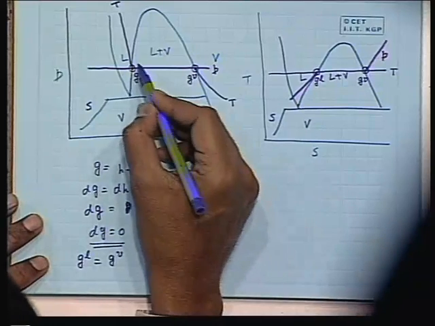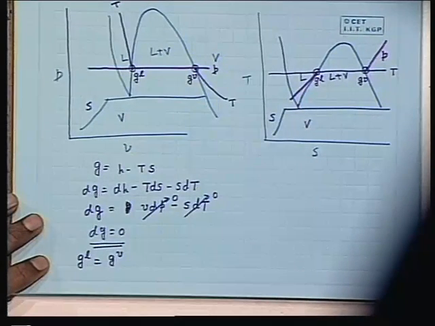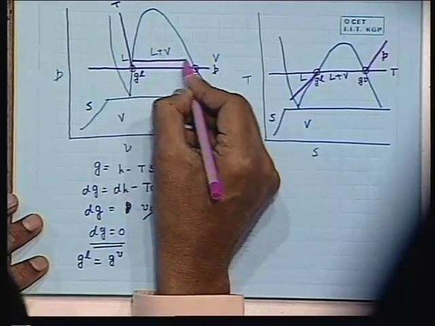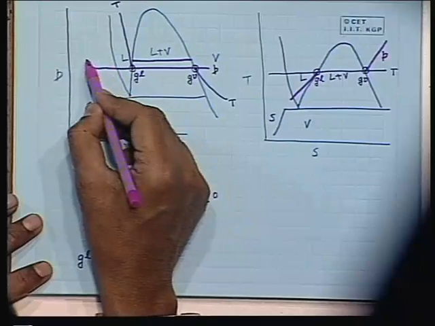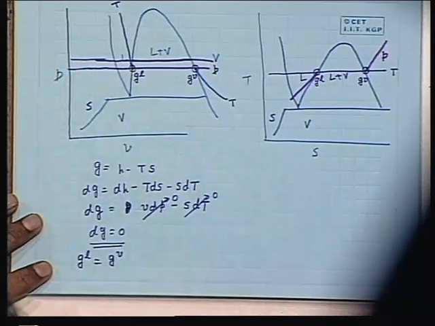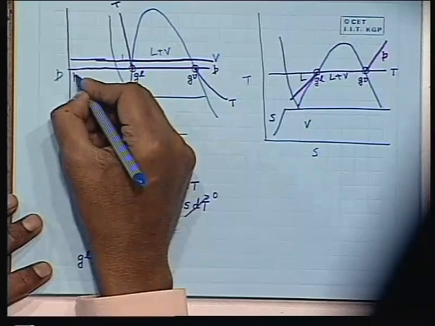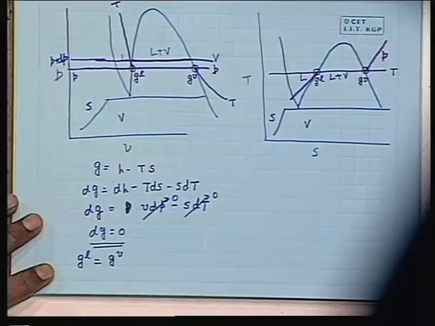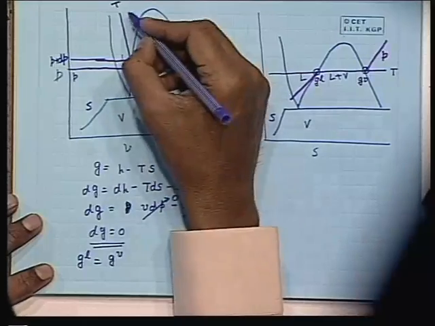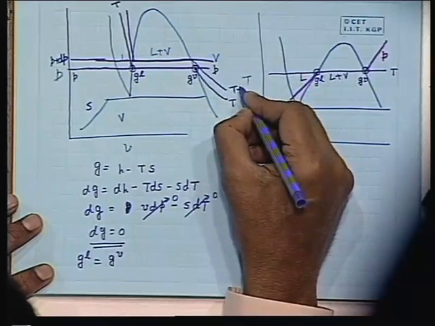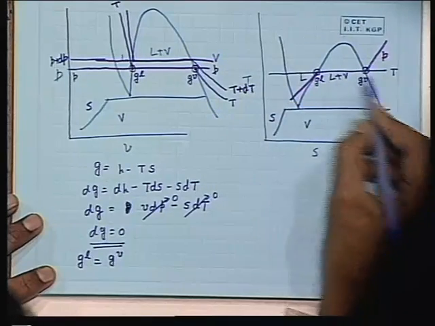Clear? Now we consider an infinitesimally small change in temperature, or pressure, whatever you call it, to find a relation. Here you see the pressure first. If this is P, then this is P plus dP. Similarly, the isotherm which passes through this, that means the saturation temperature, also suffers a small change, so this is T plus dT.